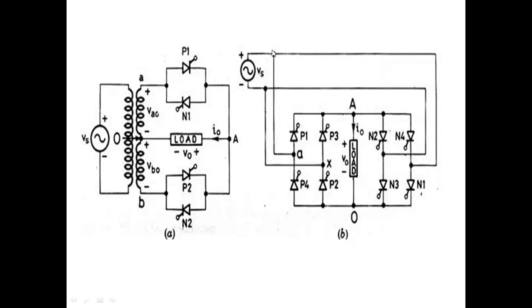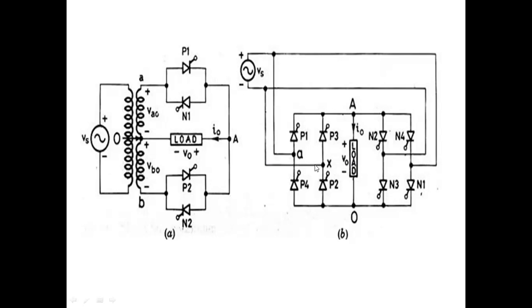Negative to positive, through P1, through load, through P2, again into the source. Note down the path if you are having pen and paper. Minus to plus, then through P1, then through load, then through P2, then again into source. Is it clear? This is the current direction.